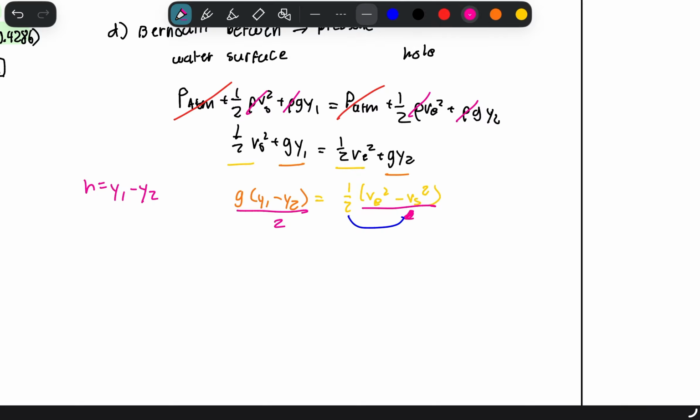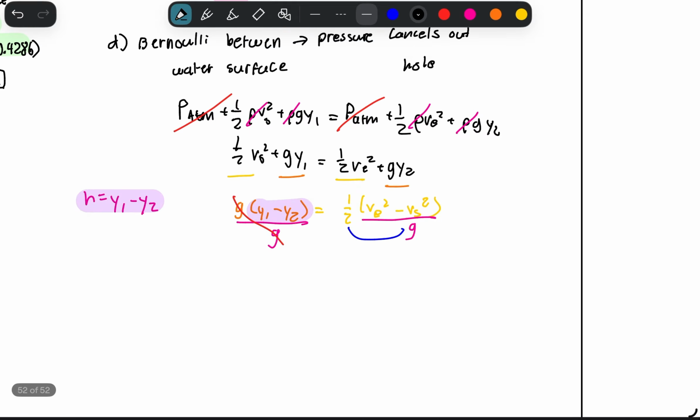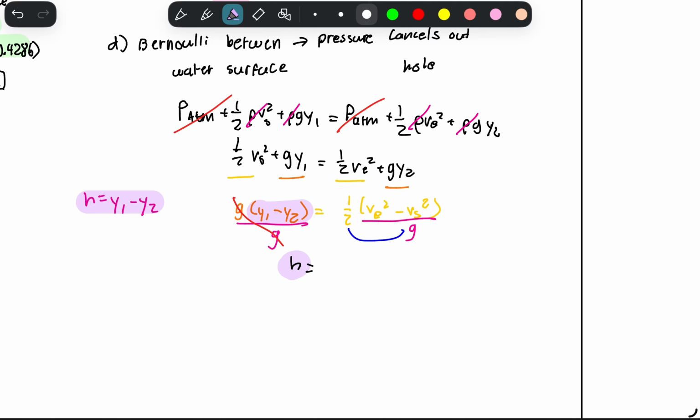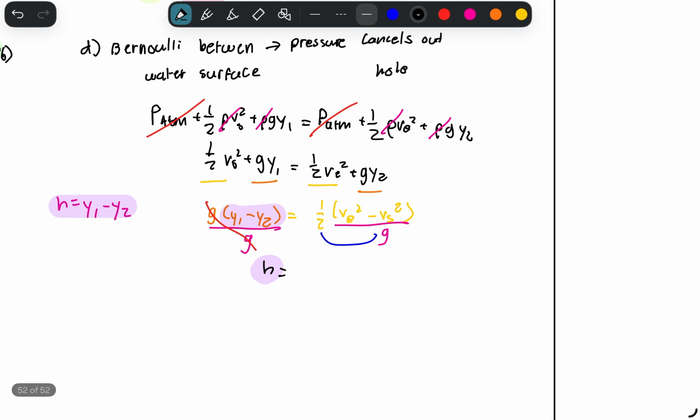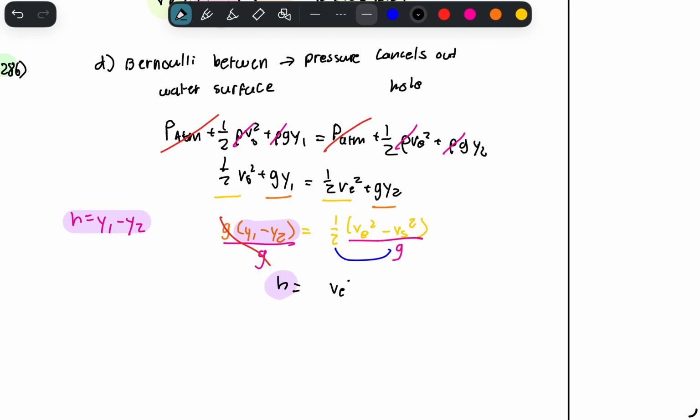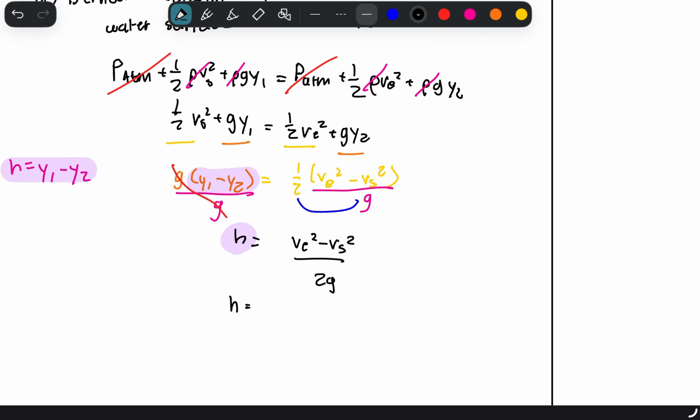I mean, this is actually a g. So then those cancel out. So then you can also plug in that h is equal to this. So we'll just write h here. So that's going to be ve squared minus vs squared divided by 2g. And then h is equal to 7.0 squared minus 1.68 squared over 2 times 9.8.